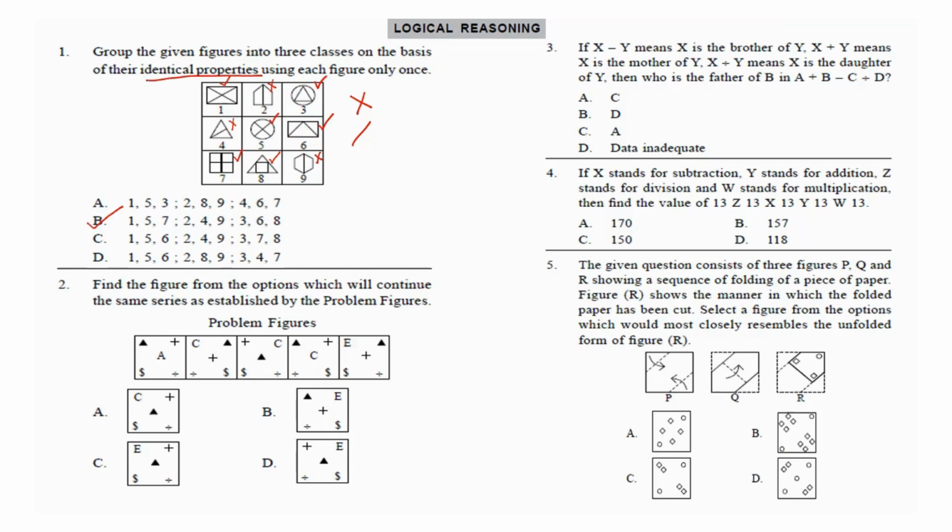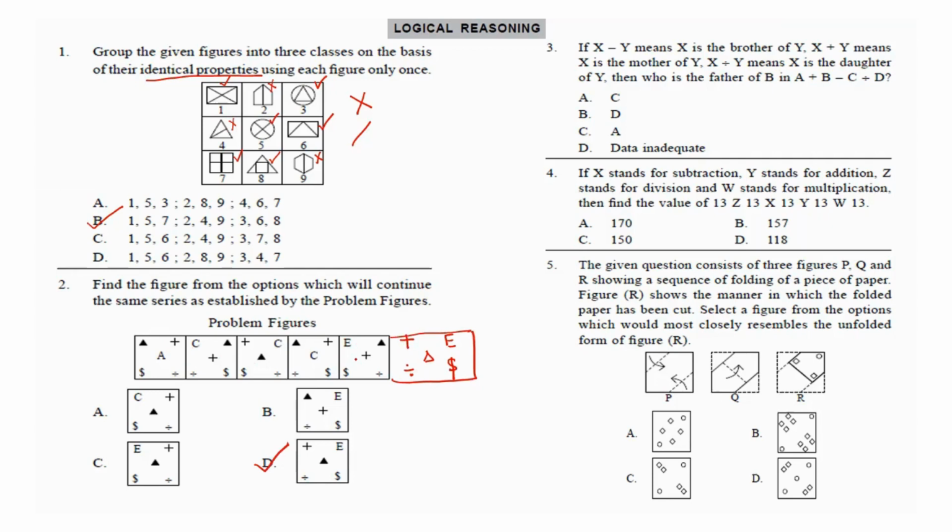Coming to question number 2, find the figure from the options which will continue the same series as established by the problem figure. So here you can see, this is triangle, plus, A, then a dollar sign, then divide. If you see the pattern here, the next pattern should have the plus coming on this side. Then this should be E. Here should be divide. Here should be the dollar sign. And here should be the triangle. So if you see the pattern, it should come like this. So our correct answer should be option number D.